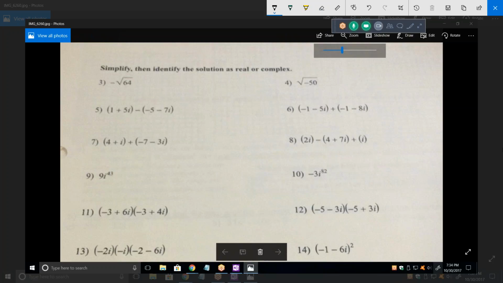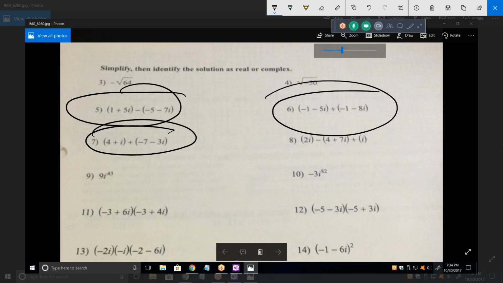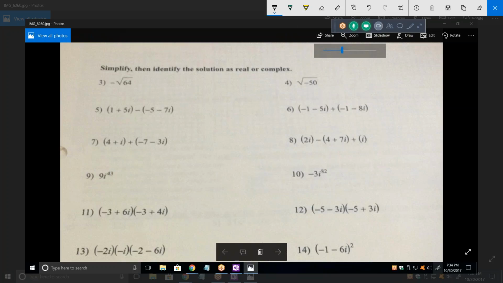All right. Number 5, these are all easy. You operate on the real parts and you operate on the imaginary parts completely separately. So tell me what 5 is. Do I subtract 1 from both sides? No. You apply the negative sign to both terms.